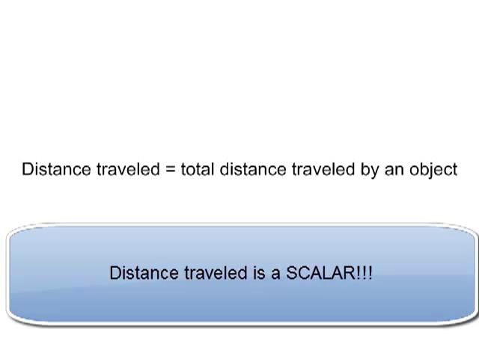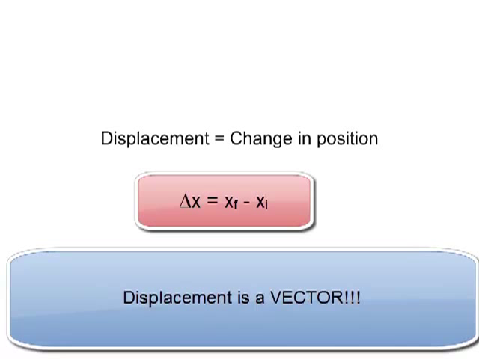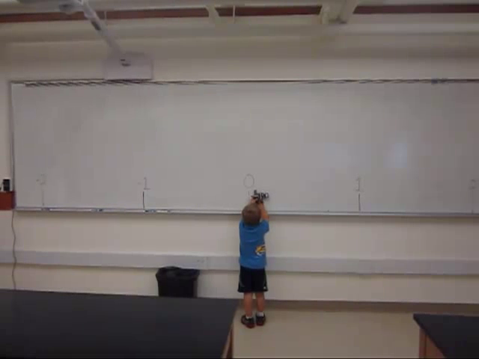Distance traveled is equal to the total distance traveled by an object, and it's a scalar quantity. Displacement is a change in position and is a vector quantity.